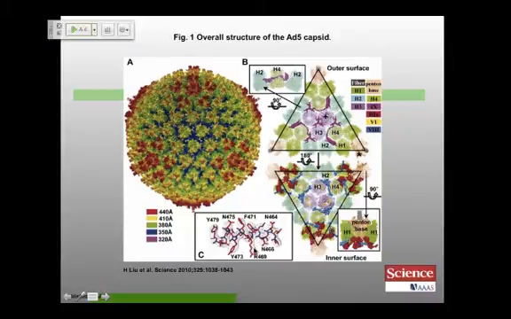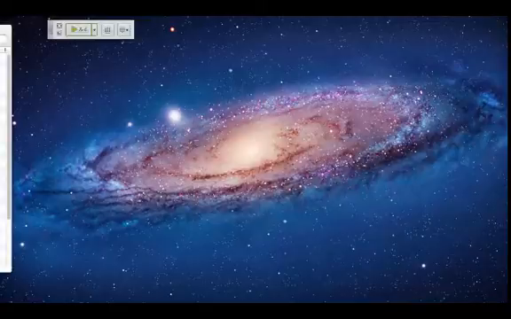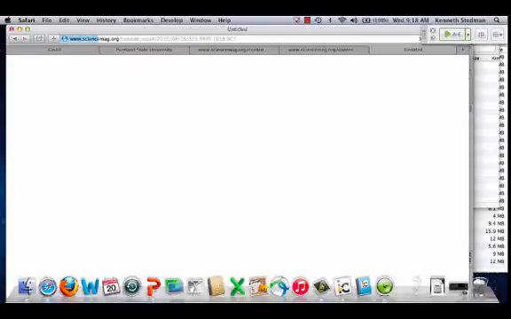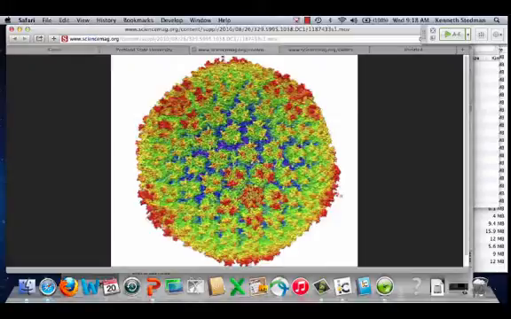So I did want to take a quick look at some of these movies. I think I have them loaded up here already. Should hopefully show up. Yes, click, go through to them. Here we are. So these are those movies from that article. This is that structure. So you get to move.